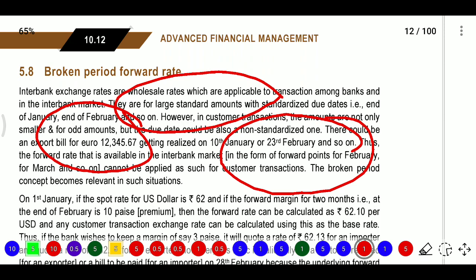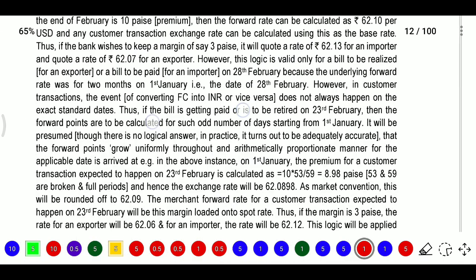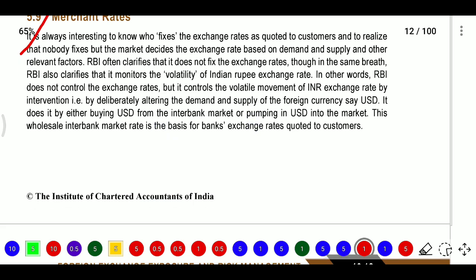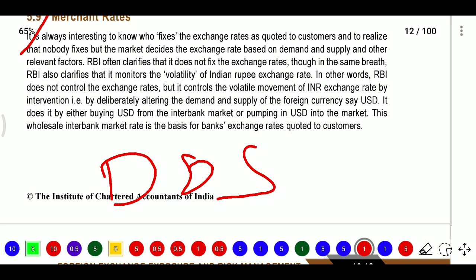Next, merchant rate. What is this merchant rate? It is always interesting to know who fixes the exchange rate quoted to customers. Nobody fixes it; the market decides the exchange rate based on demand and supply. Do the banks decide? No. Will the stock exchange decide? No. Based on market demand and supply, the rates may go up or go down. It will not be decided by one person; it depends on market demand and supply, and other relevant factors are considered.